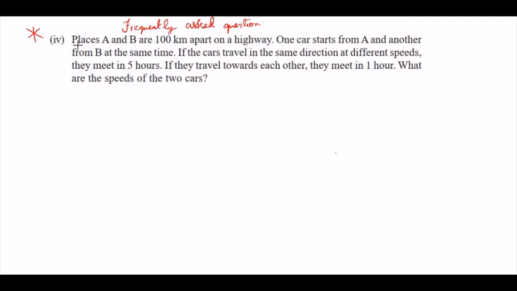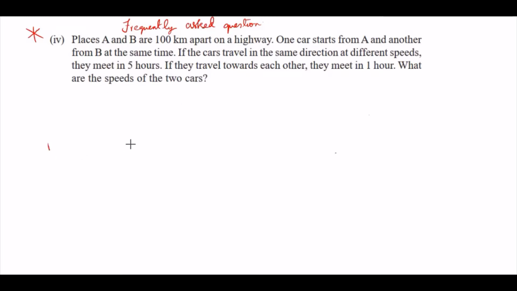The fourth question is, places A and B are 100 km apart on a highway. One car starts from A and another from B at the same time. If the cars travel in the same direction at different speeds, they meet in 5 hours. If they travel towards each other, they meet in 1 hour. What are the speeds of the two cars? We have to find the speeds of the two cars.